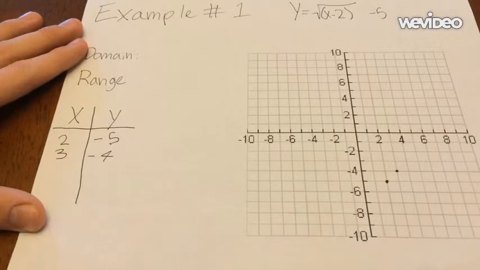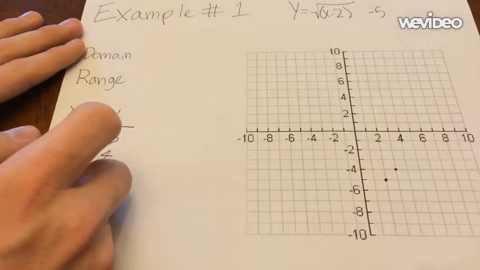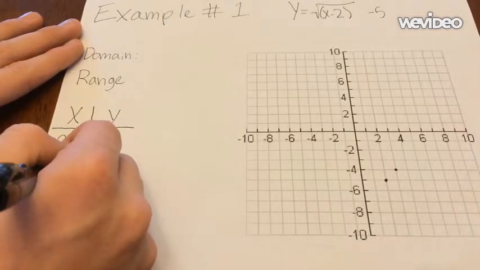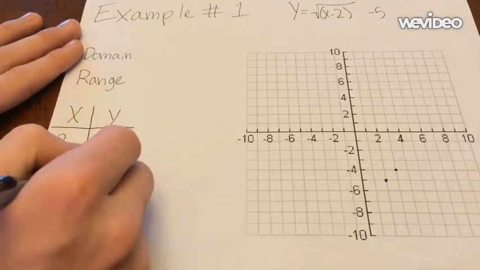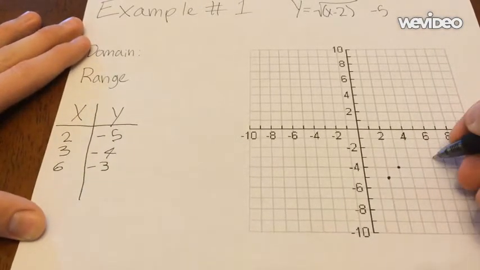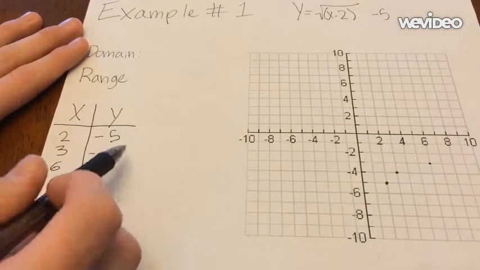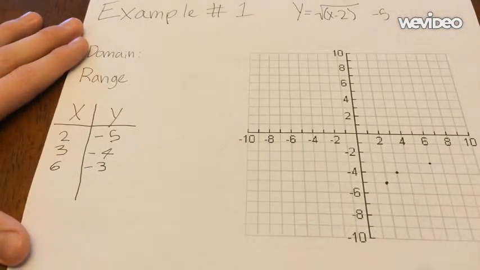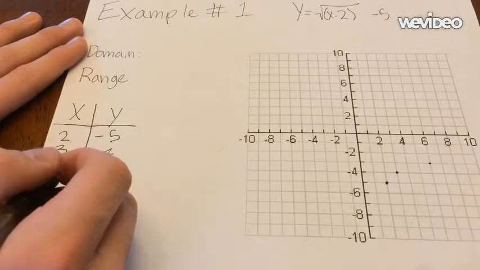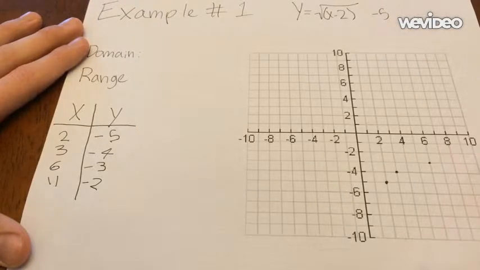All right, and then we're going to continue on with that pattern. Our next number that we're going to want to get inside of here is 4. So it's going to be 6, and 6 minus 2 is 4. Square root of 4 is 2, minus 5 is negative 3. So we're going to have 6, negative 3, just like that. And then we're going to plot one more. The next number that we're going to want to get inside of the radical sign is going to be 9. So we're going to have 11. 11 minus 2 is 9. Square root of 9 is 3. Minus 5 is negative 2. So we're going to have 11, negative 2, which is going to go just off the page right here.